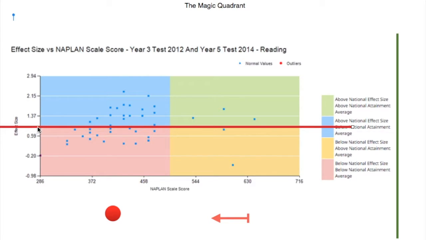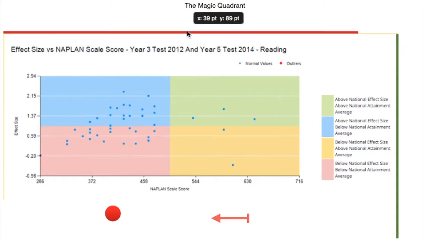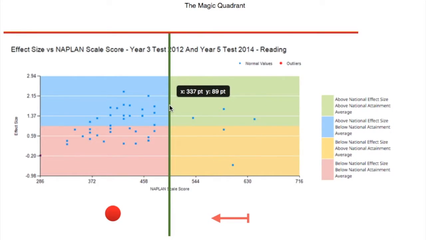You can see that's about 1 on this scale going up. So that's the average. So anything above that line, the blue or the green, is above average. And anything below that line is below average growth between the 2 years. So if we put this one in here, this is showing the scaled score. Now anything above, past this line to the right, is a high scale score, and anything to the left is a low scale score.